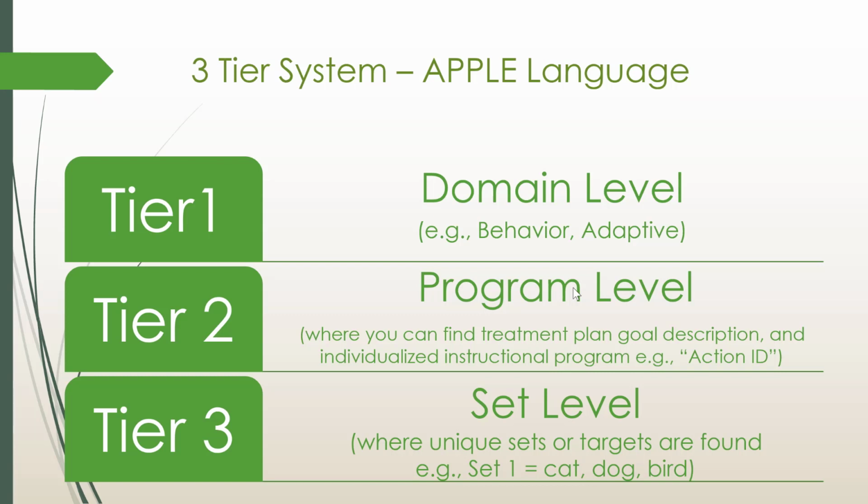Tier 3 is what we call at Apple the set level. So that's where in our instructional programs we have sets. So set 1 would be cat, dog, or bird.